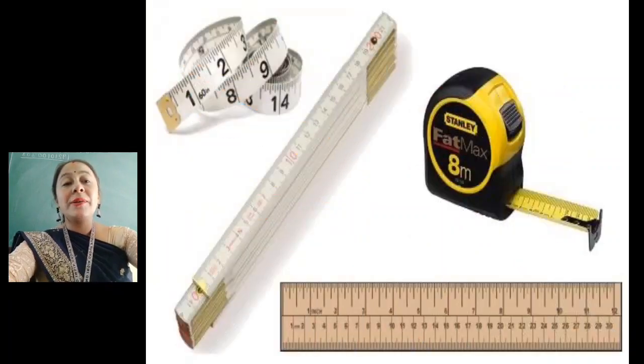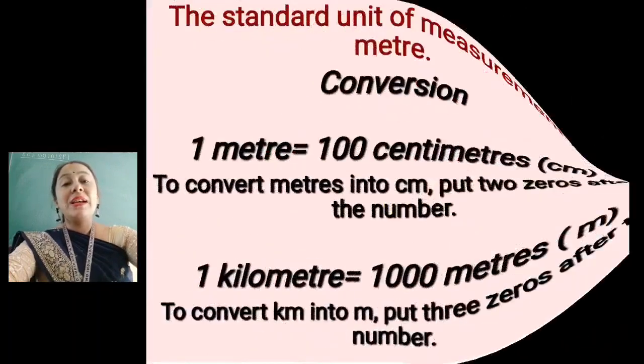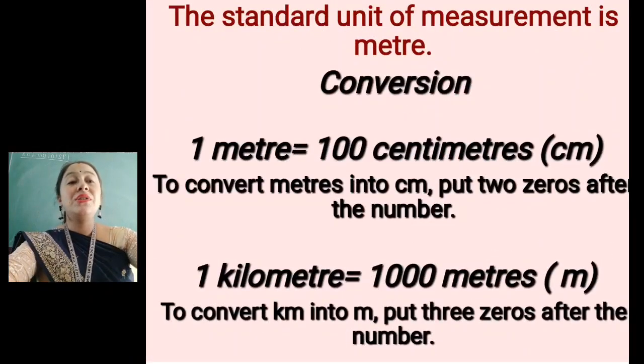So children, we have different instruments to measure length. Some are rulers, which we use every day, which we carry with us. Ruler or scale, we call it, and measuring tape in order to measure our length. We have meter rods also. So different instruments are there in order to measure the length, and the standard unit of measurement is meter. Yes, children, meter is the standard unit of measurement. In this chapter, you will learn to convert meters into centimeters and kilometers into meters.